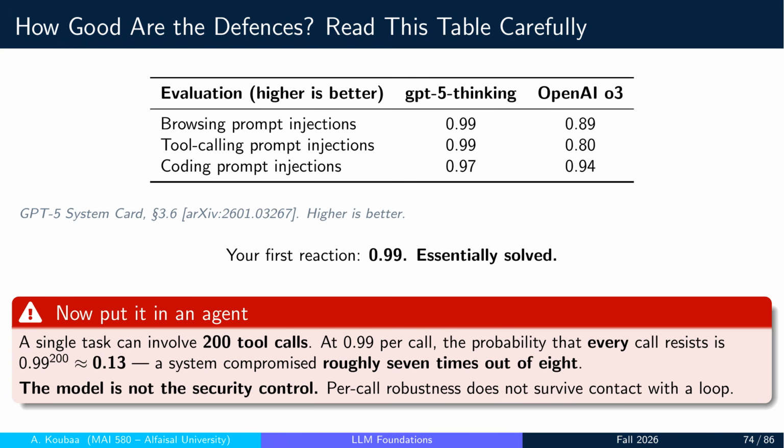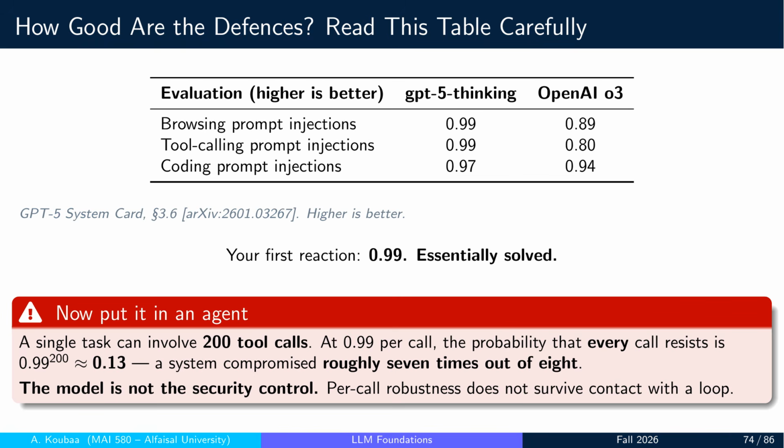This table is a lesson in how to read a benchmark, so let us do it in two stages. Stage 1, read the numbers. Browsing prompt injections, 0.99. Tool calling prompt injections, 0.99. Coding prompt injections, 0.97. Higher is better. Your first reaction is the intended one, 99%, essentially solved.